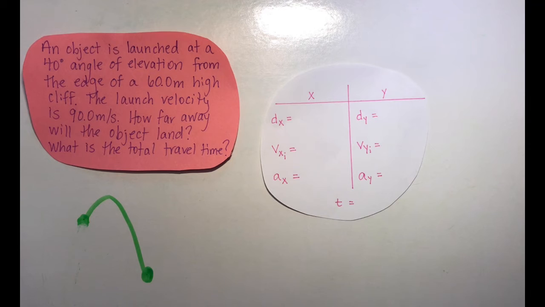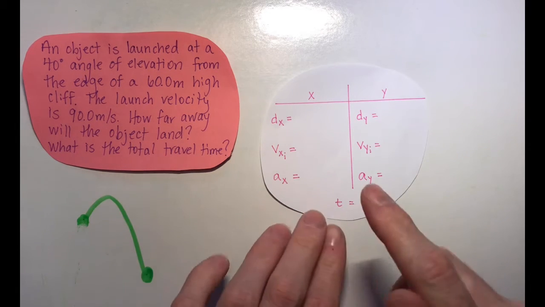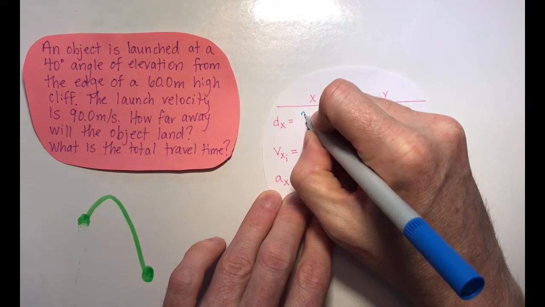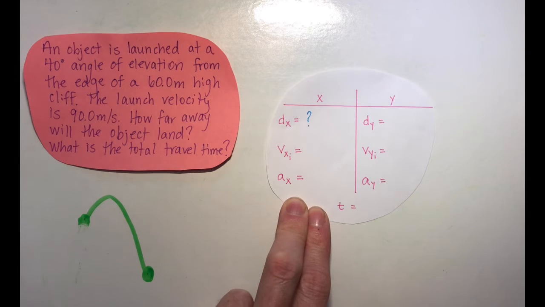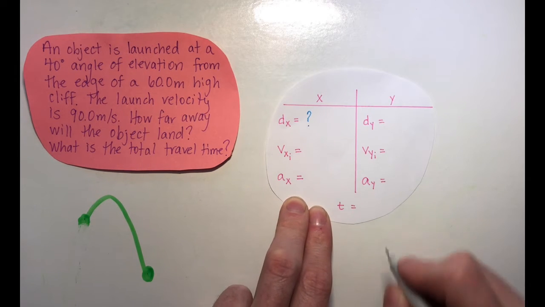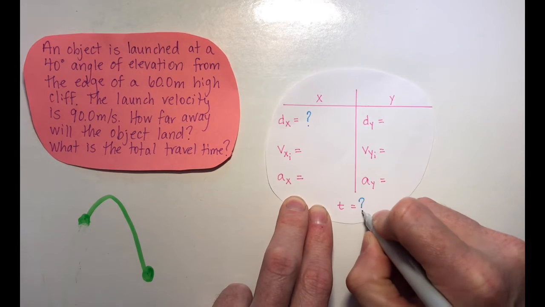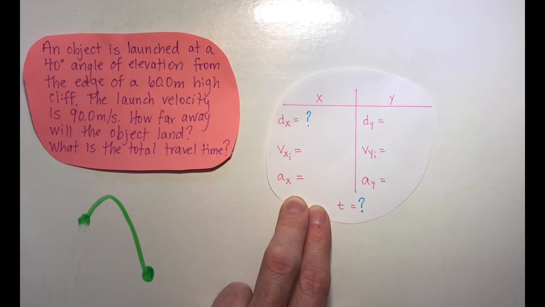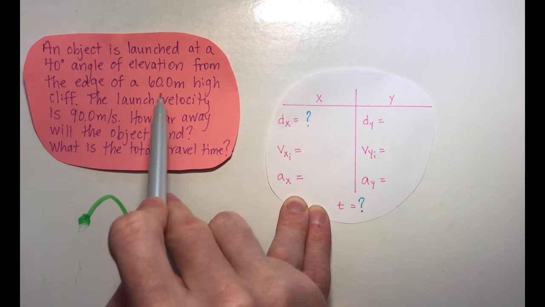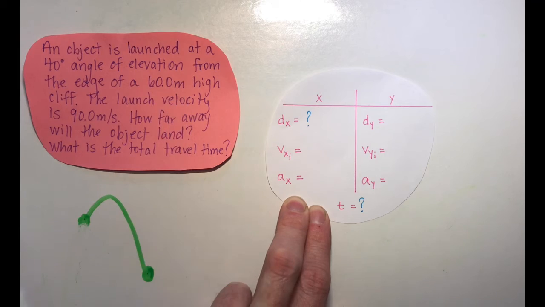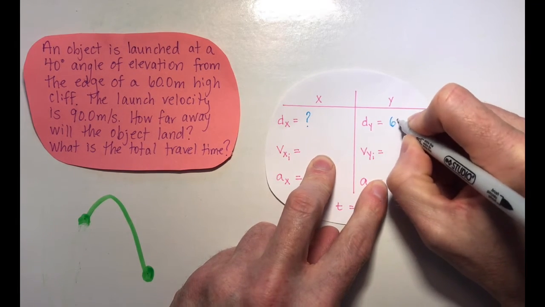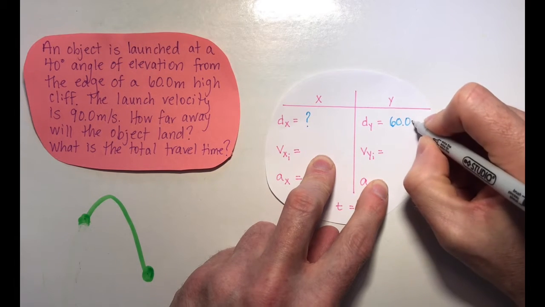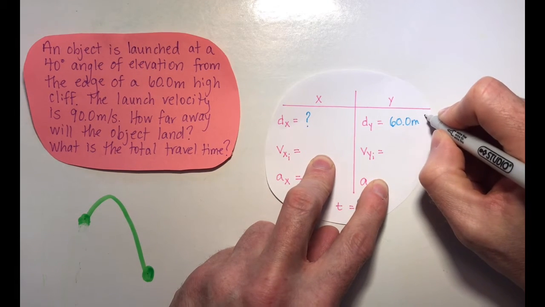To fill this in, let's first consider the questions we have to answer. First question says, how far away will this object land? So let's put a question mark by our horizontal displacement. It also asks us to find the travel time. So for the time, we'll put a question mark there as well. Well, now within the question, we could fill in some more information. Our cliff is 60 meters high. So that's going to be our vertical displacement. This object is going to fall 60 meters down. So let's indicate that with an arrow for now.